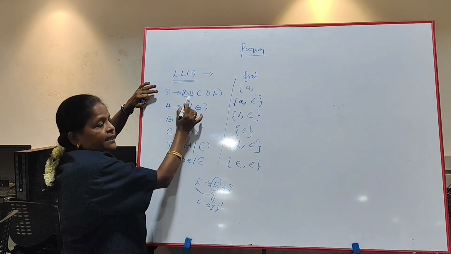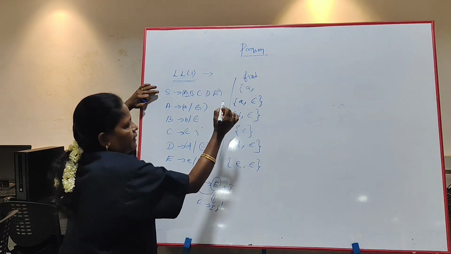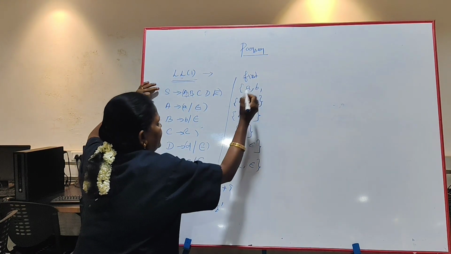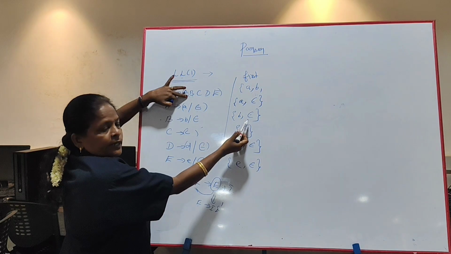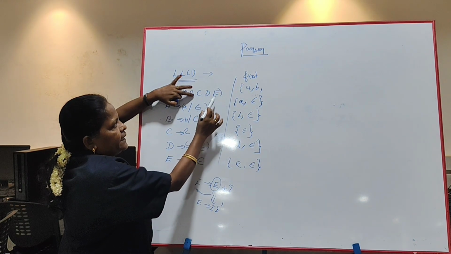The first symbol in the right production will be B. First of B equal to already we have B comma epsilon. Now you should write B here. In place of B, now we can substitute epsilon. Now B also getting vanished. The rest of the symbol will be C, D, E.